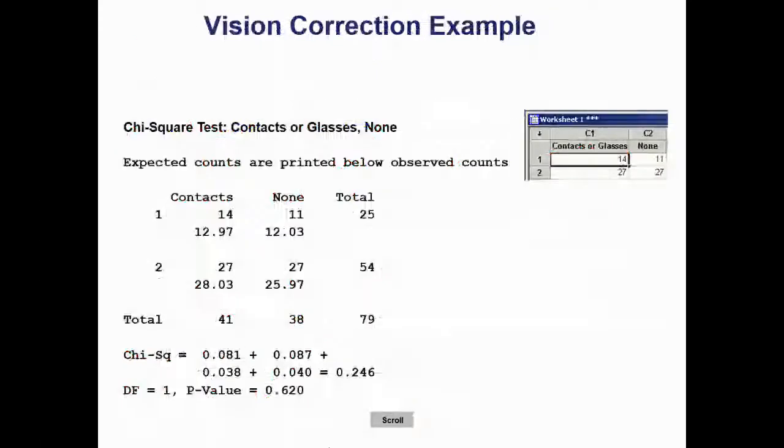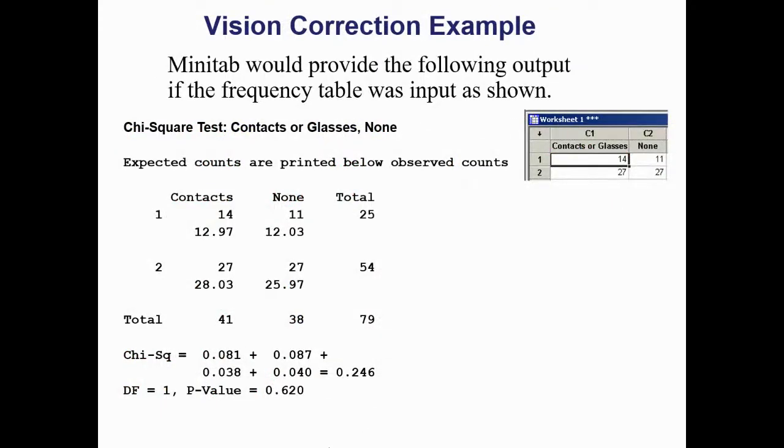Okay, and then if you look at the last page, you'll notice the Minitab output pretty much matches. Not exactly, but it's pretty close to what we have. So it gives you the chi-square down here, 0.246, and we got something pretty darn close to that. And then the p-value, 0.620. Again, we got something pretty close to that. So, we did it right.